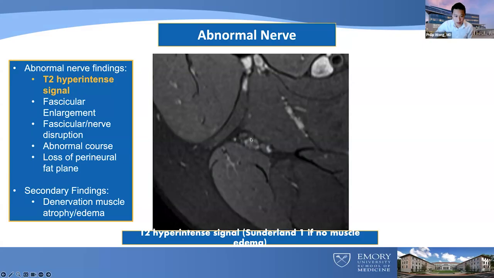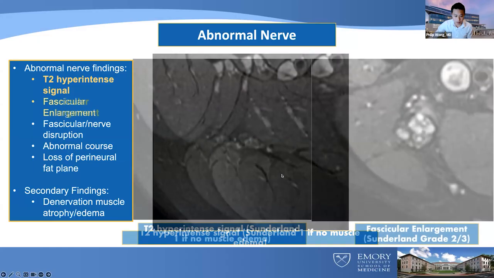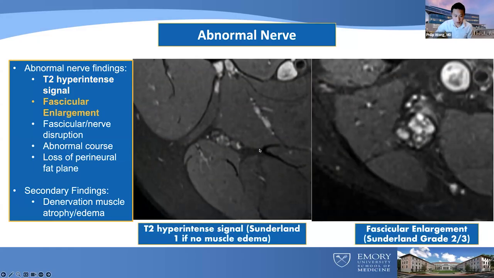Here's the tibial nerve bundle, and this is the common peroneal nerve bundle. You can see those little bright dots are abnormal nerve fascicles that are mildly T2 hyperintense compared to the common peroneal nerve bundle. And if there's no downstream muscle change, meaning there's no Wallerian degeneration, this is Sunderland grade 1 nerve injury. As we get to higher degrees of nerve injury, like Sunderland grade 2 or 3, you might see more fascicular nerve enlargement, like you do on this picture here compared to the one on the left. And then you would start to see some downstream muscle changes.